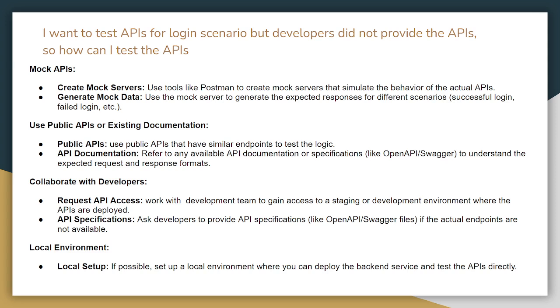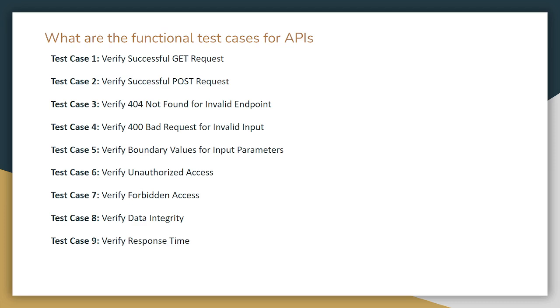Okay, so let's go to the next question. What are the functional test cases normally you will write when you are verifying an API? Functional test cases for the API focus on verifying that the API functions correctly and meets the specified requirements. These typically include validating the requests and responses, checking the behavior of various inputs, and ensuring that the API handles errors appropriately. Some of the common functional tests are verifying a successful GET request.